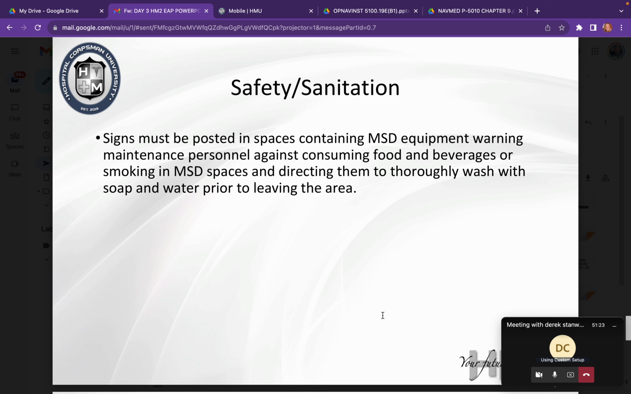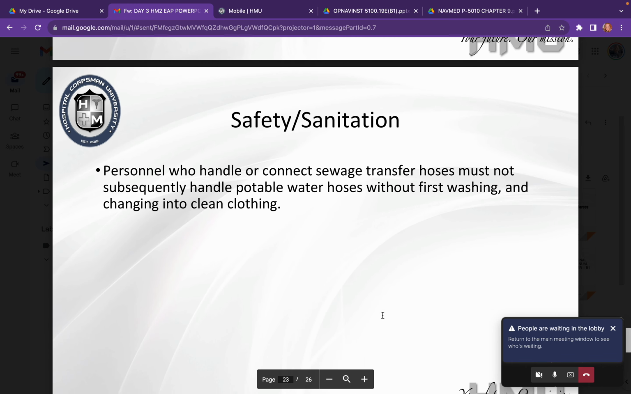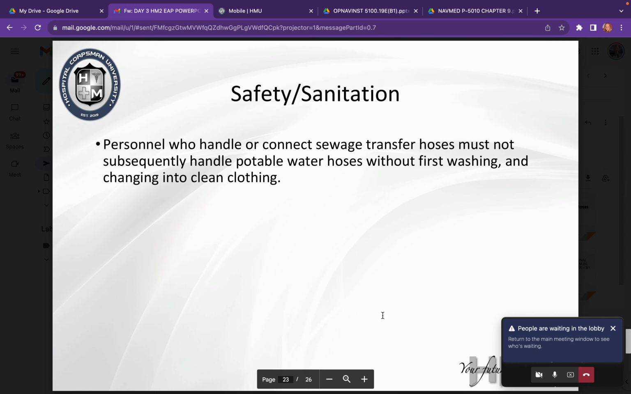Signs must be posted in spaces containing MSD equipment, warning maintenance personnel against consuming food and beverages or smoking in MSD spaces, and directing them to thoroughly wash with soap and water prior to leaving the area. Why is the smoking thing important? Right, it's combustible. Somebody don't light up there. And like I said, these rules exist because at some time somebody, probably multiple people, have broken these rules, alright?